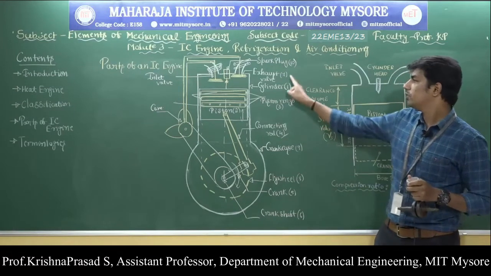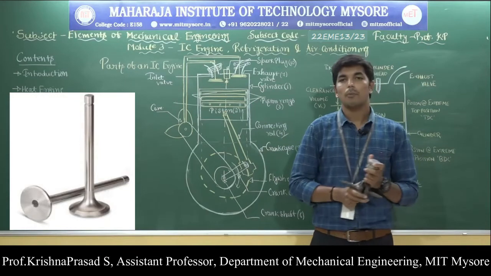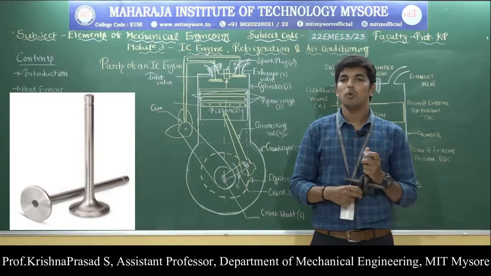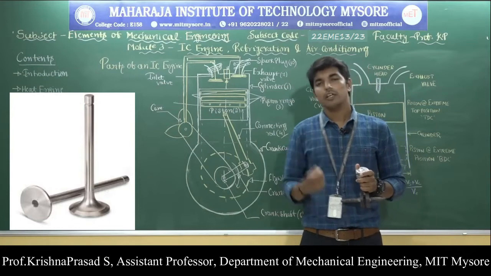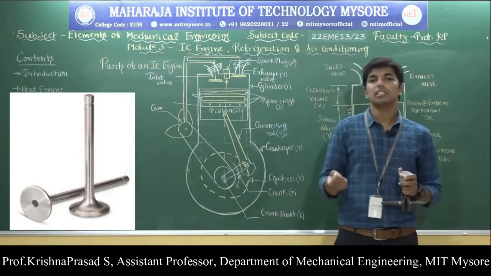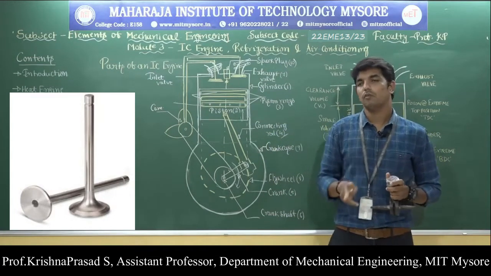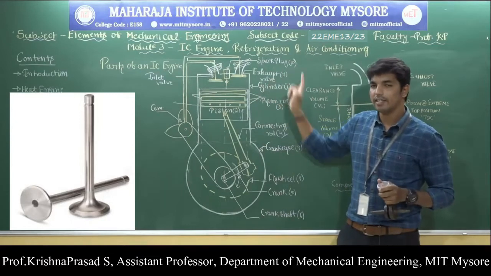Then the seventh one, valves. Valves are nothing but poppet valves. These valves are used to allow the air-fuel mixture to enter the engine cylinder as well as to eliminate the exhaust gases from the engine cylinder, with the help of two types of valve. One is called the inlet valve, the other is called the exhaust valve.